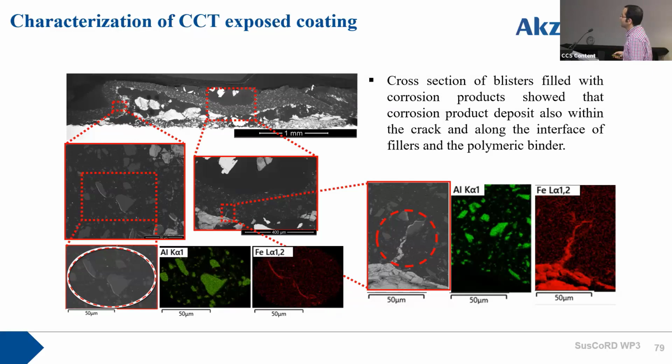But also we have observed corrosion product depositing at the interface of these fillers. So the question is how these corrosion products have been able to move there. Are there interconnected cracks that allow corrosion products to move there and get deposited, or are corrosion products transporting and moving through the bulk of the polymer and then getting deposited there?